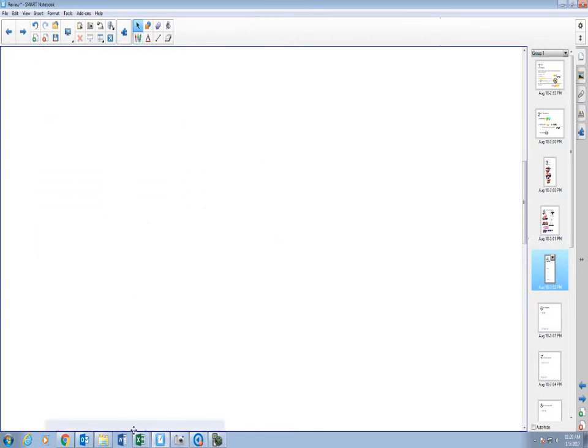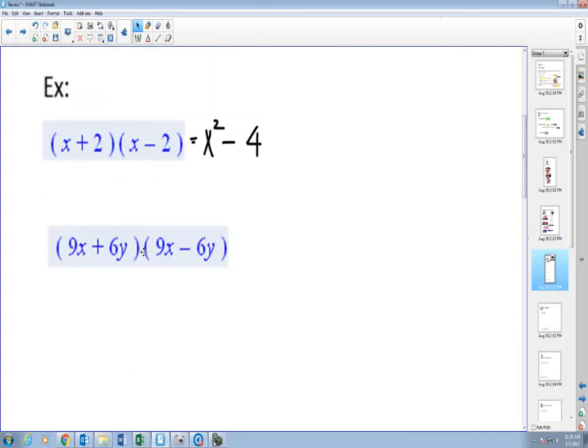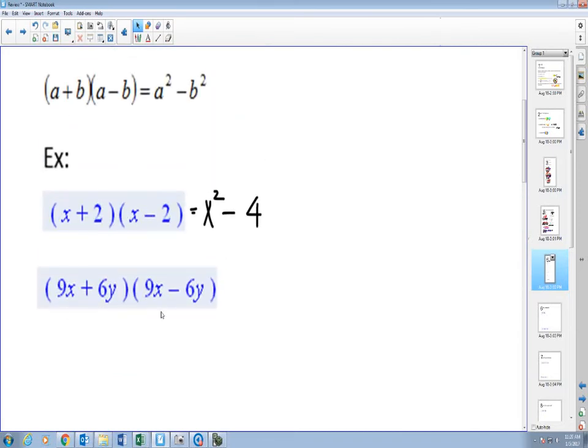Alright, let's try another one. Difference of squares. 9x, 9x, 6y, 6y, one positive, one negative. This is called a difference of squares. So when you square your a, you square the 9x, that will give you 81x squared, because the x also has to be squared.